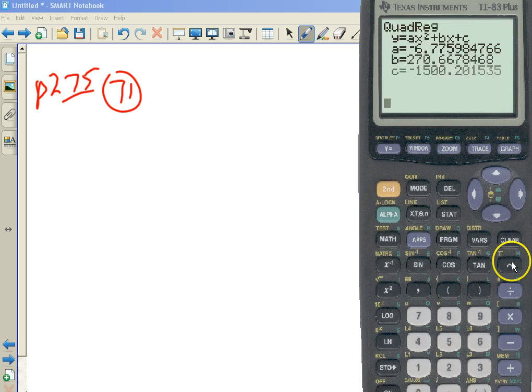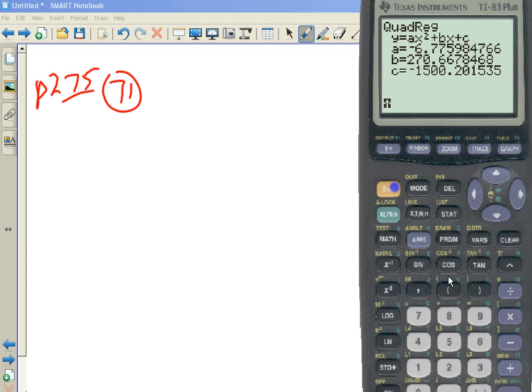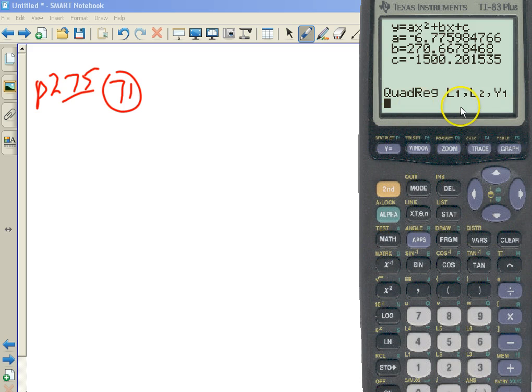Yeah, you got to know this stuff. All right, so you get the same answer, but now it's typed in there for you. Wait, can you go back for a second? This is what I did. Where's Y? Vars, Y vars, function 1. Okay.